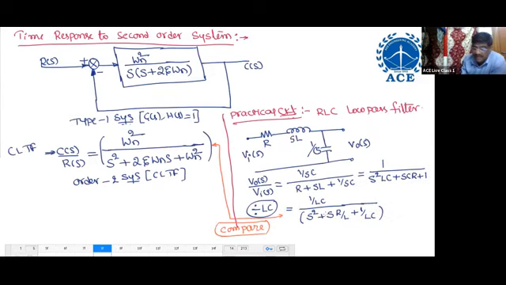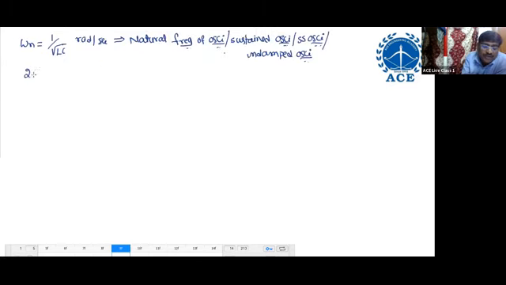2 zeta omega n equals R by L. Now find zeta. Zeta equals R by 2L into omega n. Substitute the omega n value, root LC. So zeta equals R by 2 times root of C by L. This is zeta.